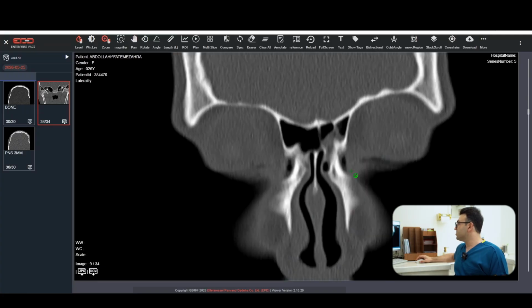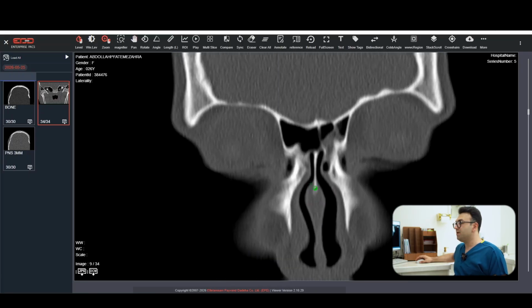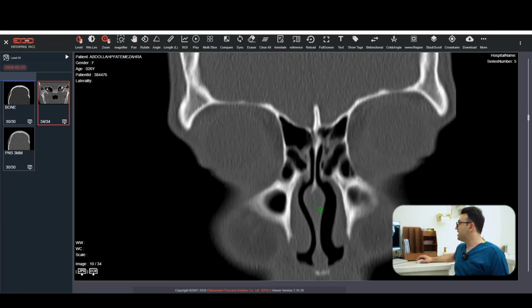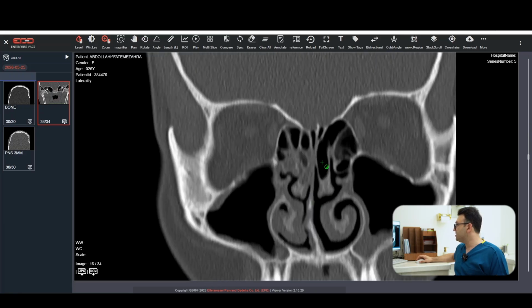So again, I scroll a little bit to see the septum of the nose, the bony part, and also the cartilage one. I don't see any perforation. And after that, I see a little bit of deviation. It's a C shape or C type deviation of the nose. So it shows that maybe there was a previous trauma there, or it is actually a congenital abnormality.